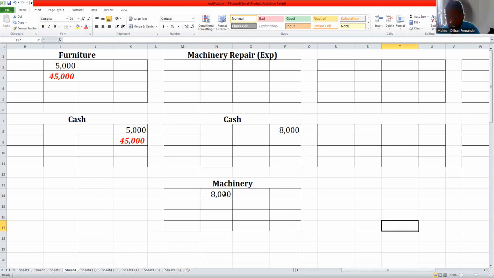What is there to do? This is incorrect. Credit the machinery account, so the machinery account is rectified. But don't forget, the repairs account has to be debited as well. Therefore, what is the rectification entry? Machinery repairs debit, machinery credit.